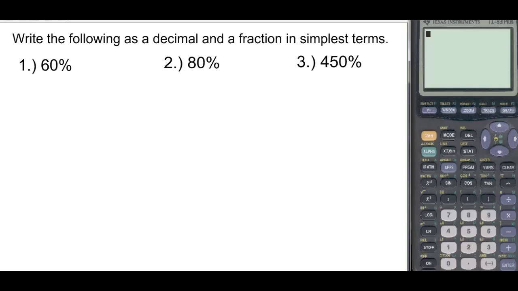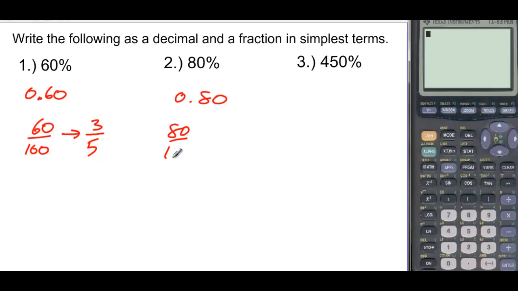Okay, so let's go ahead and write these as a decimal and a fraction. As a decimal, it's going to be 0.60. As a fraction, it's going to be 60 over 100, and 20 goes into both of those. So 20 goes into 60 3 times, and 20 goes into 100 5 times. 80%, so that's going to be 0.80, and it's going to be 80 over 100, and that's going to reduce down to 4/5, again dividing both top and bottom by 20.